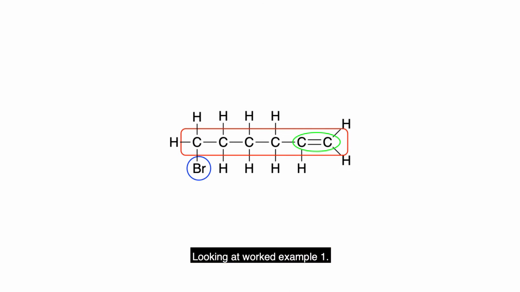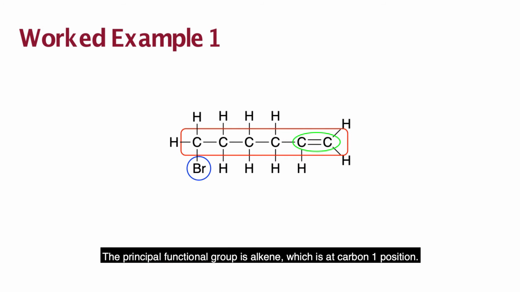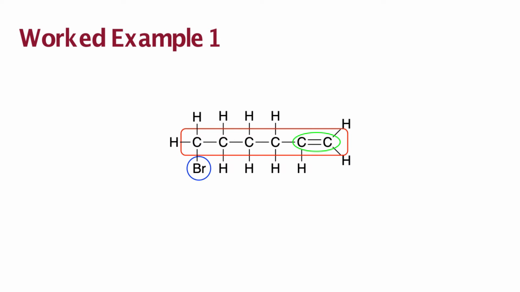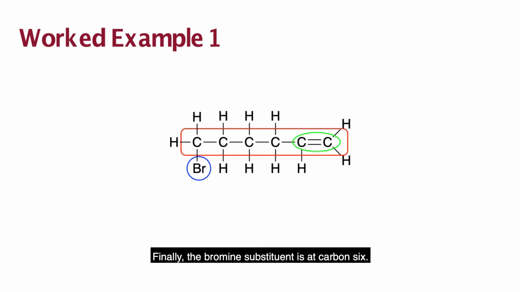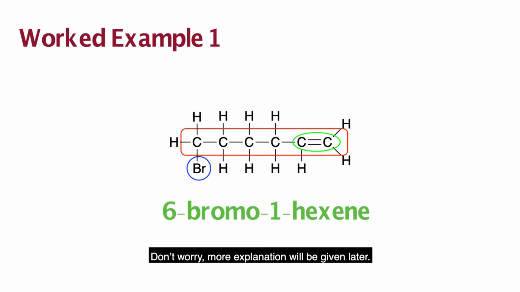Looking at work example 1, the principal functional group is alkene, which is at carbon 1 position. The longest carbon chain with the principal functional group is 6. Therefore, 1-hexene is used as the root and suffix. Finally, the bromo substituent is at carbon 6. Therefore, the IUPAC name for this compound is 6-bromo-1-hexene. Don't worry, more explanation will be given later.